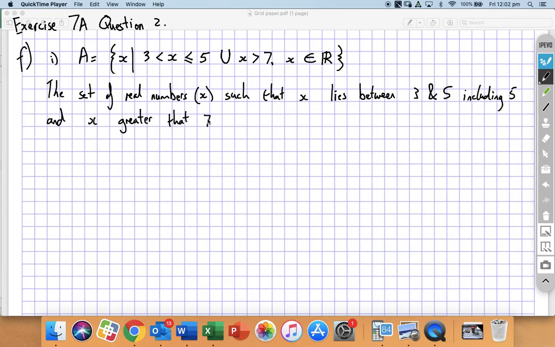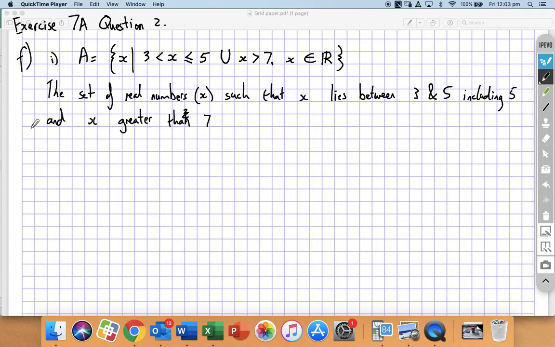I could write but not including 7, but the greater than, which I said greater than, sorry. Greater than 7. That statement implies that we are not including the 7, right? So it's okay just to leave it like that, as opposed to greater than or equal to, right? We'll leave that up.